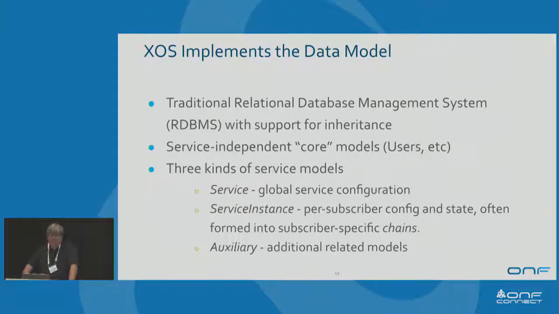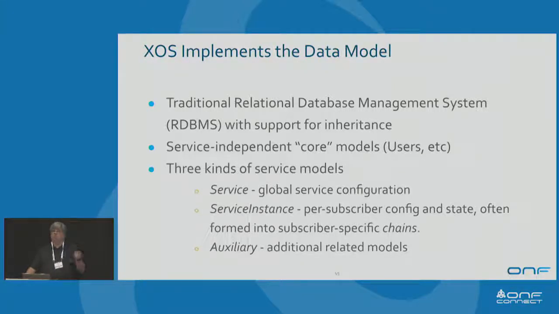So then we have service-specific models, and these will be contributed by the services. There's kind of three types of service-specific models, and I will work through a very quick example on the next page. But a service will typically have a service model, which is kind of its global configuration. Like, I am the virtual OLT service. Here is the global information about the virtual OLT service. Then there will be these service instance models, and we generally use those anytime that we have to kind of subdivide a service into pieces that are important for some entity. So generally we divide services by subscribers.